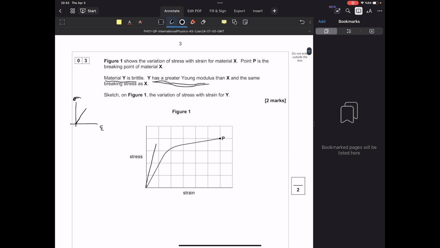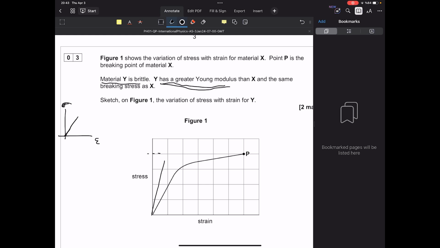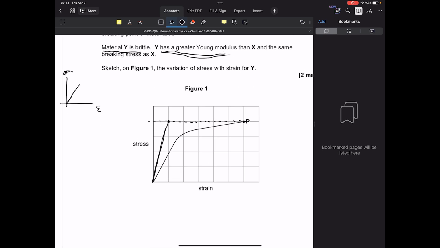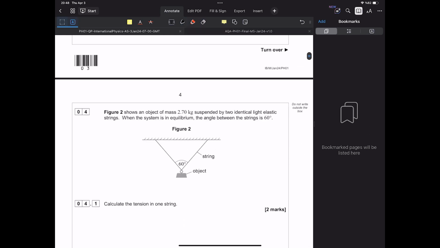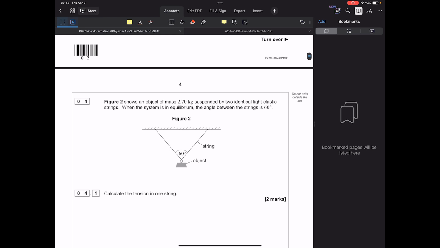And it has the same breaking stress as X, which means it breaks at the same stress as X, which is at this line. So it'll be something like this, probably. That's what this question wants. I think you can draw a little bit of disproportionality at the end, but it doesn't matter. All right, let's continue with this question.